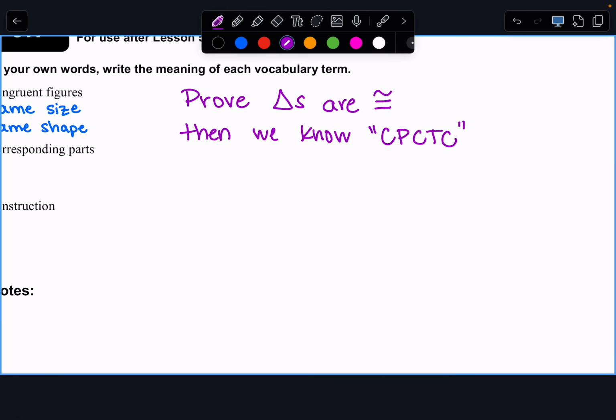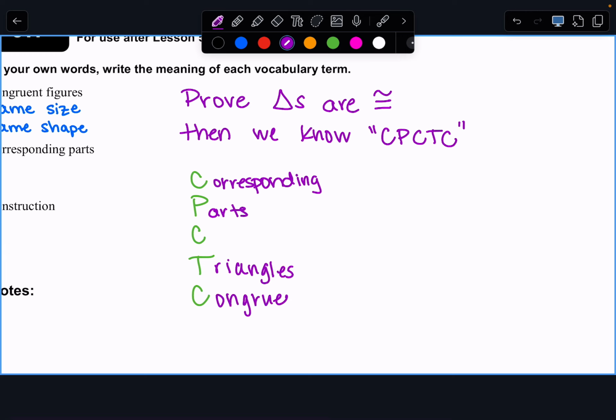What? What? Uh-huh. Corresponding parts. T is a triangle. Yes. I think the last C is congruent. Corresponding parts, triangles congruent.